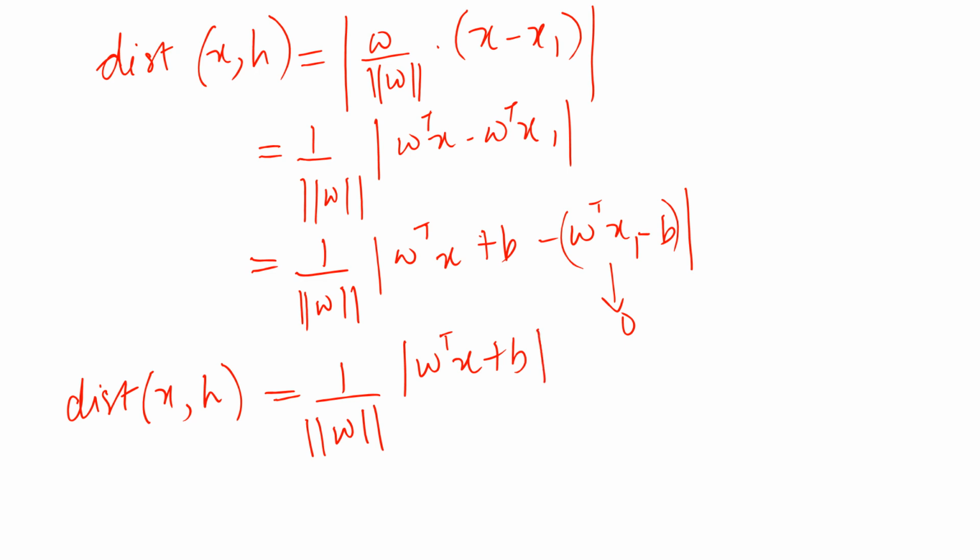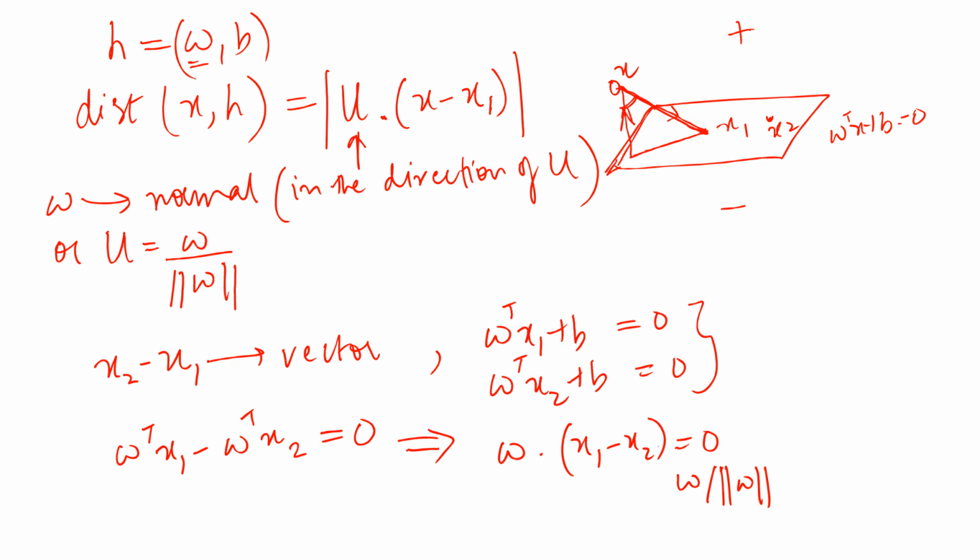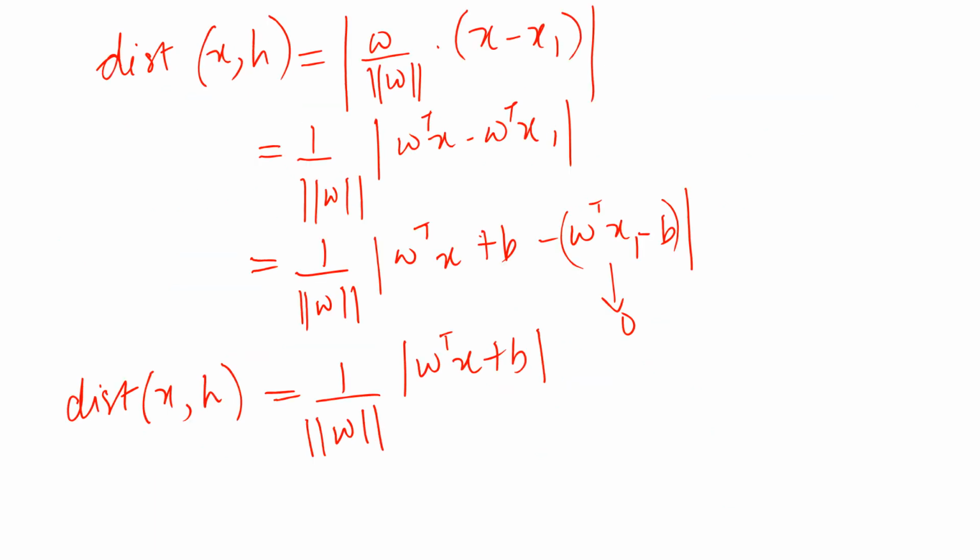Okay, so what is this w transpose x plus b? This is a signal that x generates on the hyperplane, and that x was the point whose distance I was interested in finding. This was my x. So this is how we can find the distance from some point to the hyperplane.